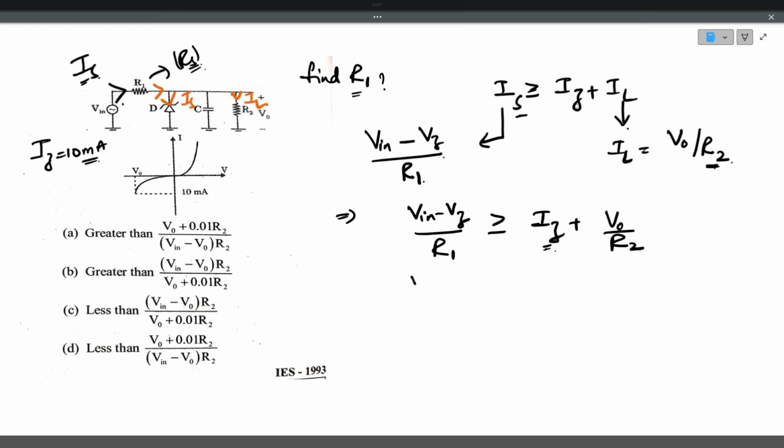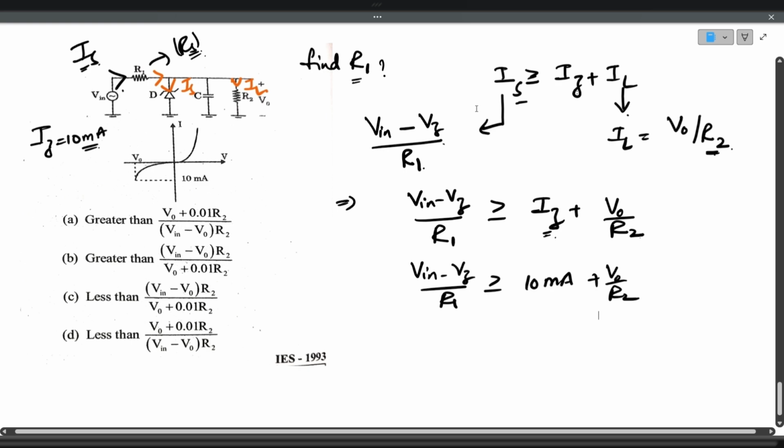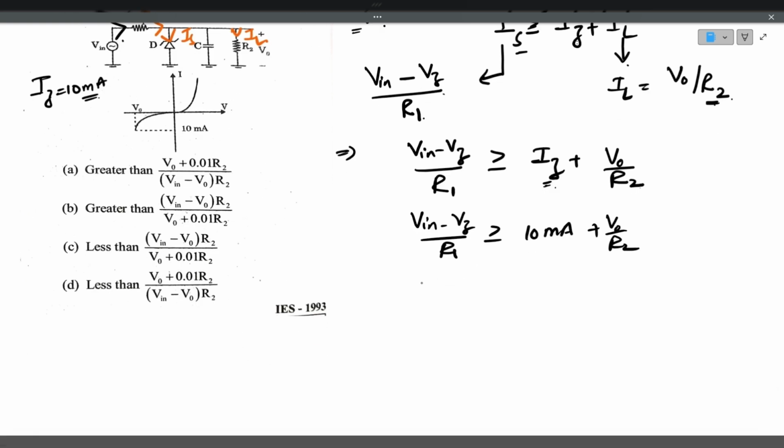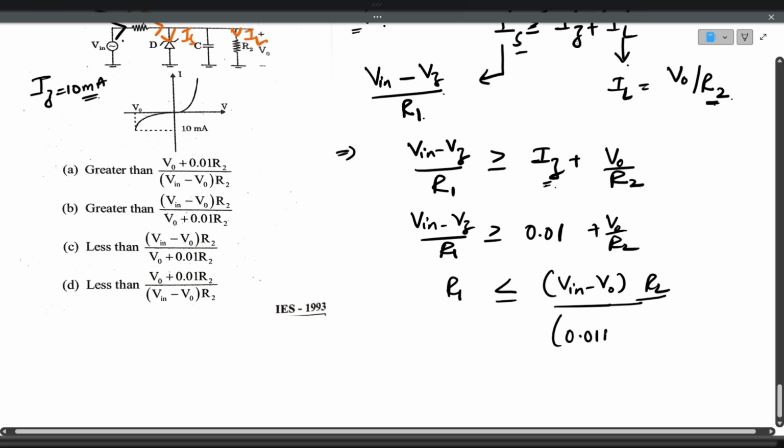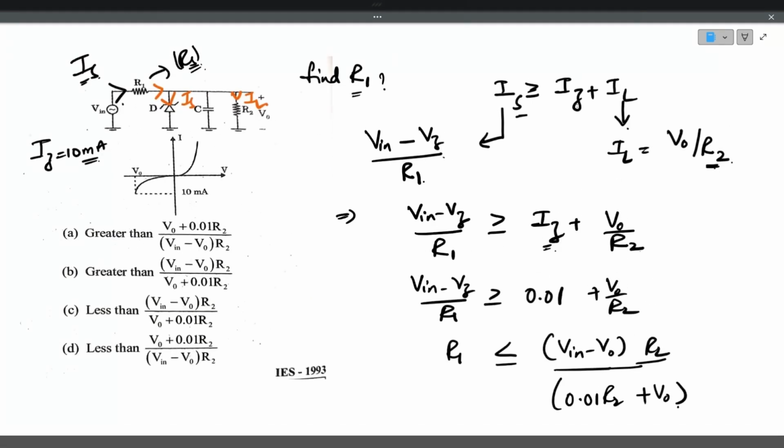So if you substitute that, (Vin minus Vz) divided by R1 is greater than or equal to 10 milliamps plus V naught by R2. This 10 milliamps we can write as 0.01, and we will get R1 less than or equal to (Vin minus V naught) multiplied by R2 divided by (0.01 R2 plus V naught). So the answer here is option C.